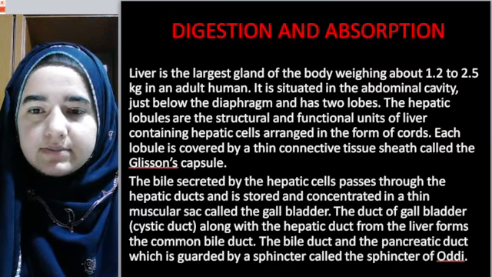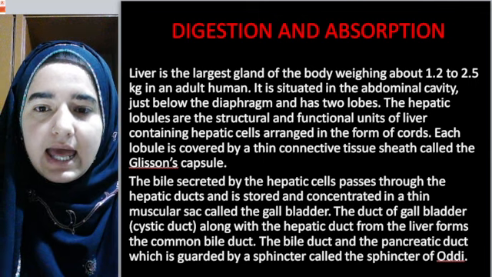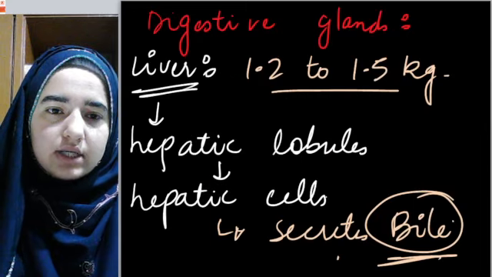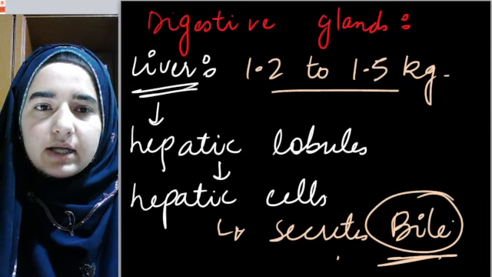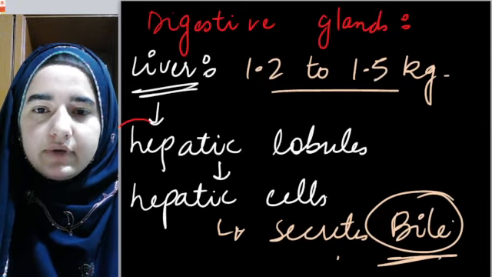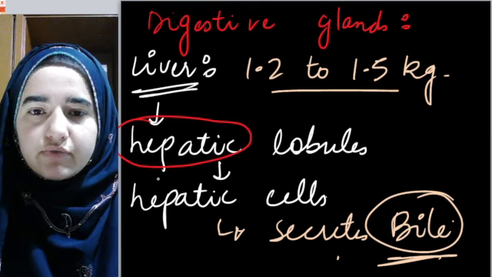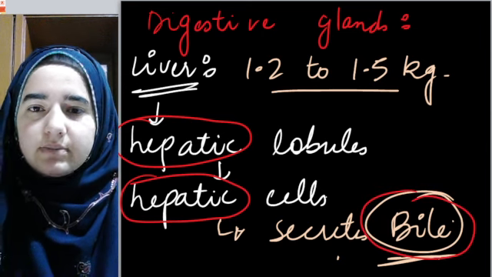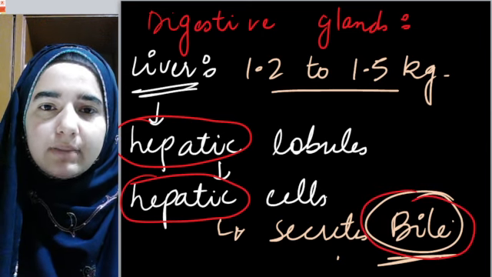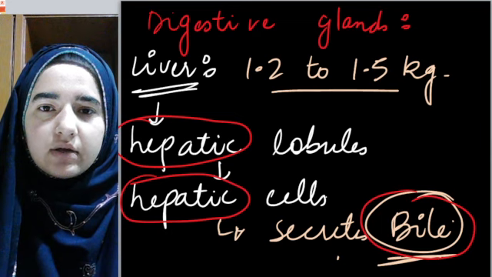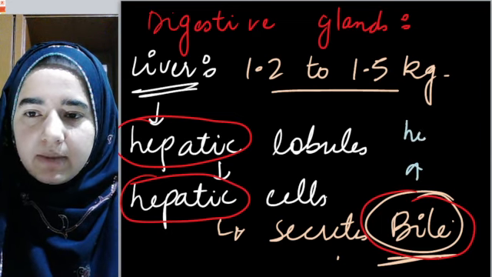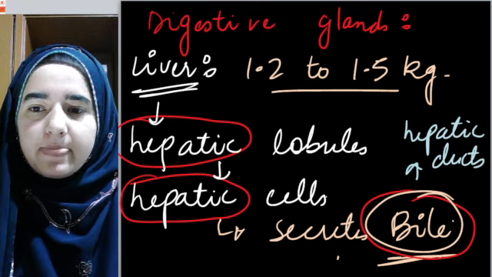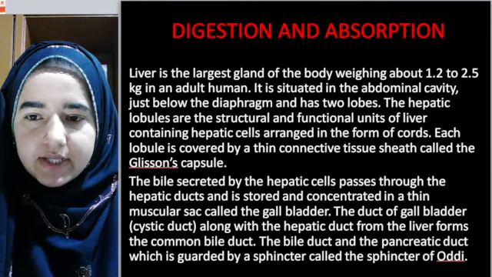I hope this concept is clear that they secrete bile, and bile is passed through the hepatic duct. Since all these terms are related to hepatic: in the liver we have hepatic lobules which are formed by hepatic cells. The function of hepatic cells is to secrete bile, which is transported through hepatic ducts. Okay, I hope this concept is clear, right?